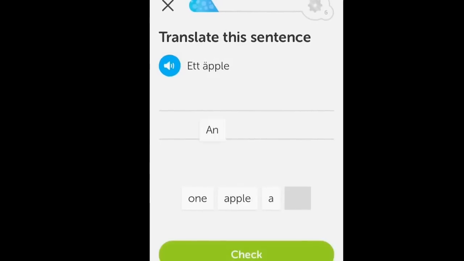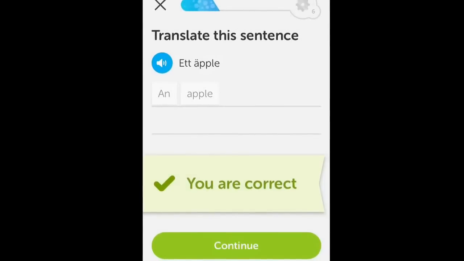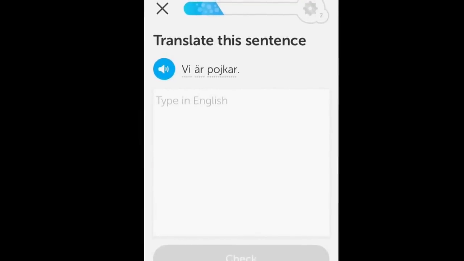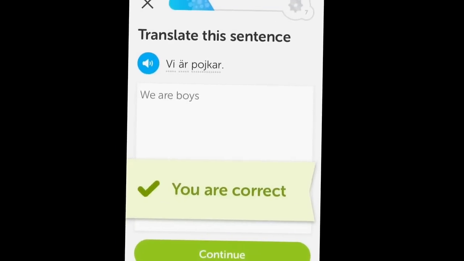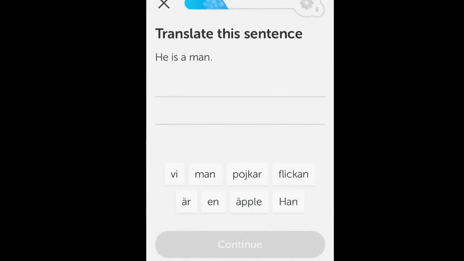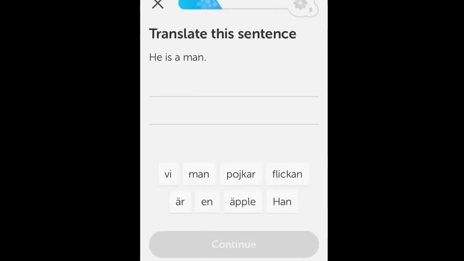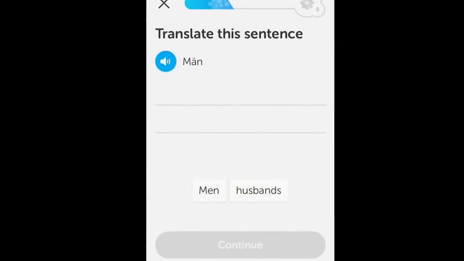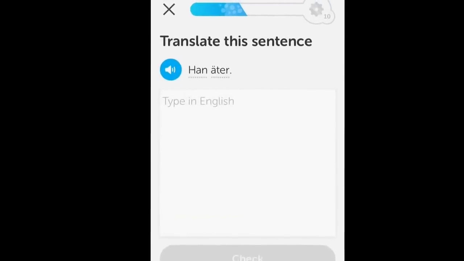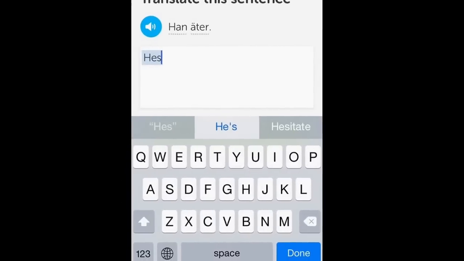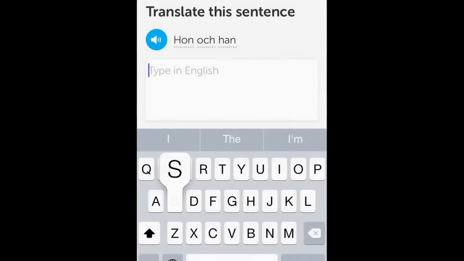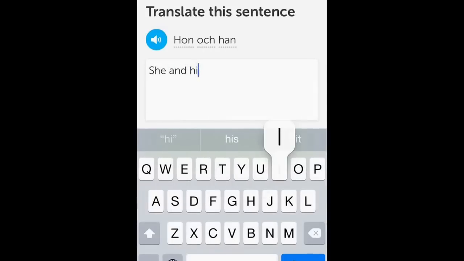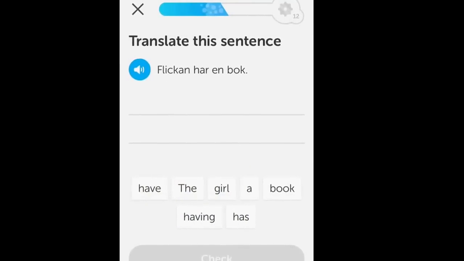Ett äpple. En apple. Okej. Vi är pojkar. Han äter. Hon är han. Flickan har en bok.